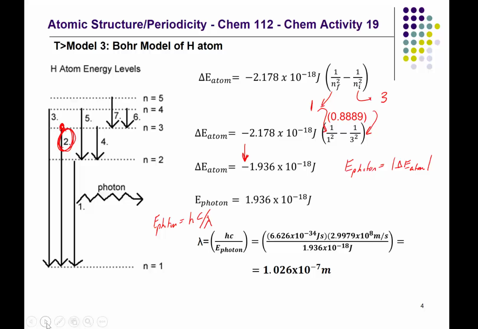It's easier to convert this to nanometers because then we can relate to the visible portion of the electromagnetic spectrum, which is of course 400 to 700 nanometers. So I'm going to change this now to nanometers, 102.6 nanometers. Now you might reflect for a minute, where would we expect to find this in the electromagnetic spectrum, given that the visible portion again is 400 through to 700 nanometers?